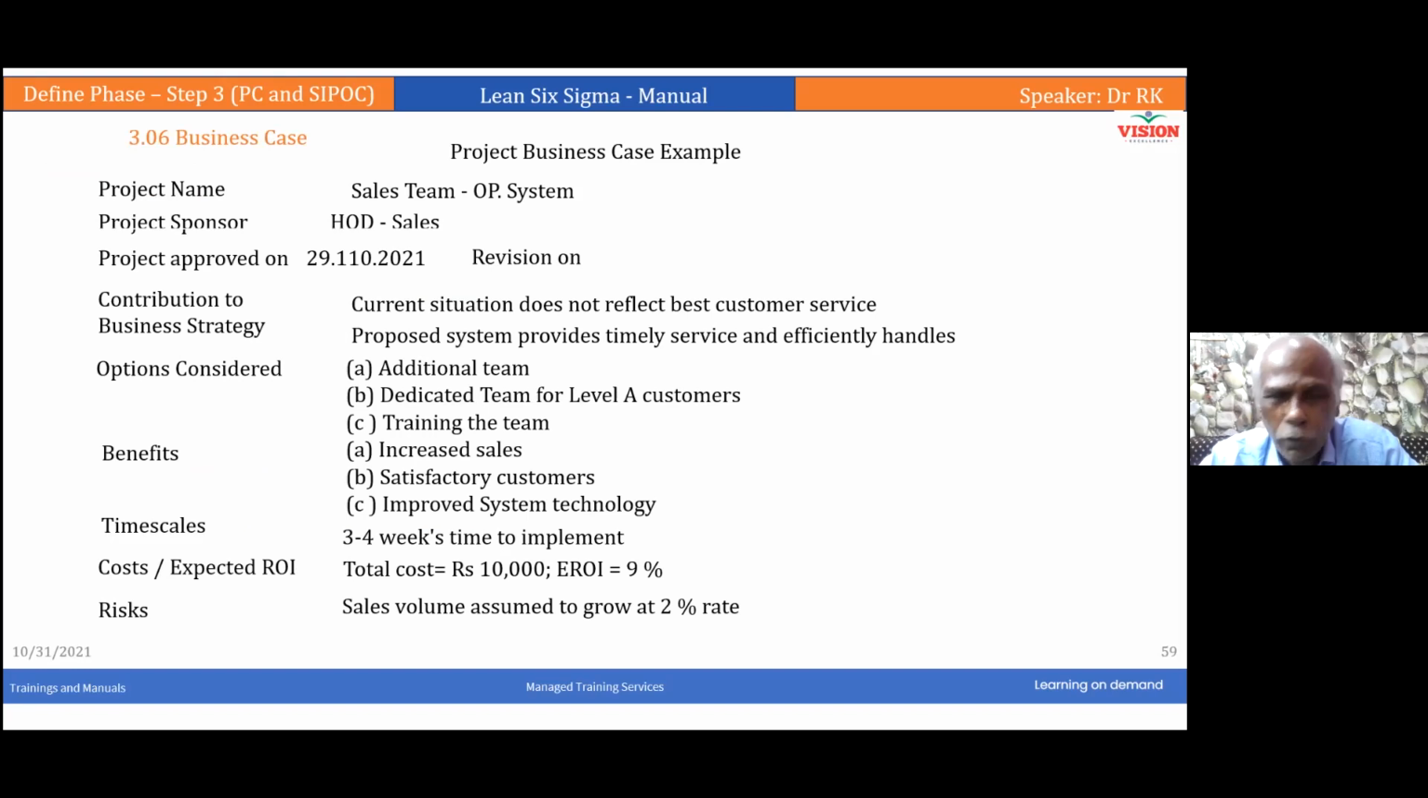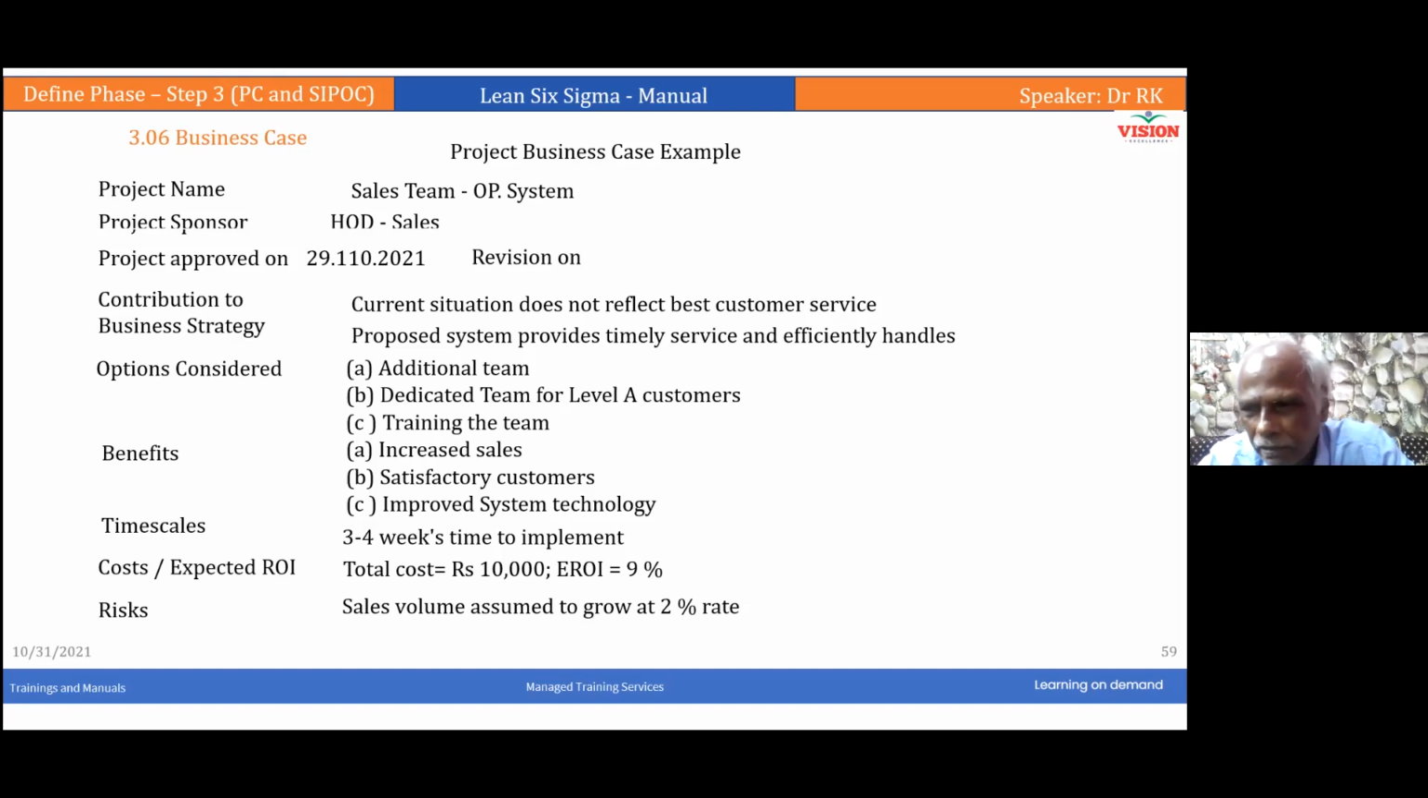What is the contribution to the business strategy? Current situation does not reflect the best customer service. Proposed system provides timely service and efficiently handles the operations. All these things you can say. And options considered: I've considered an additional team, I've considered a dedicated team, I've considered providing training, and all these things.